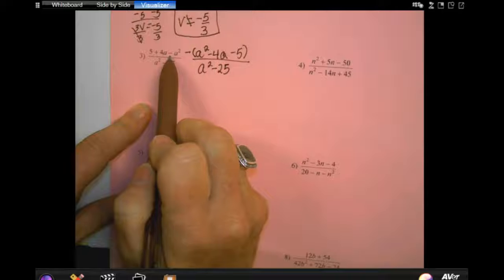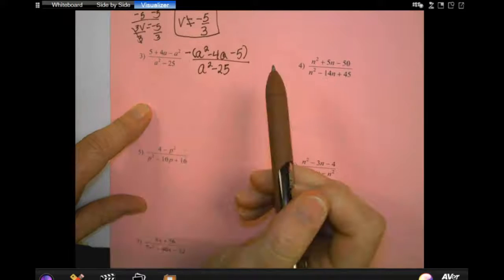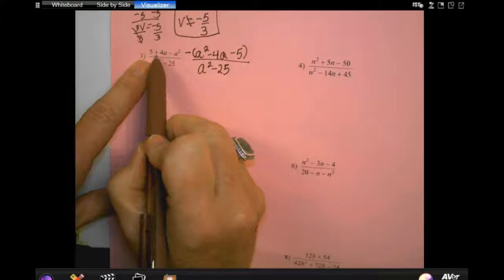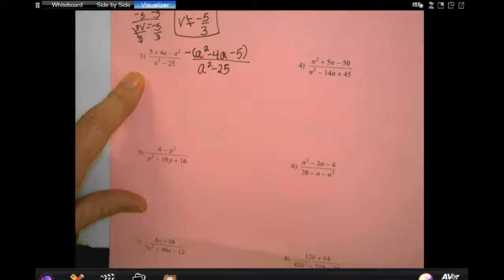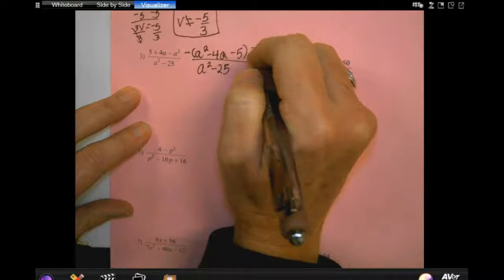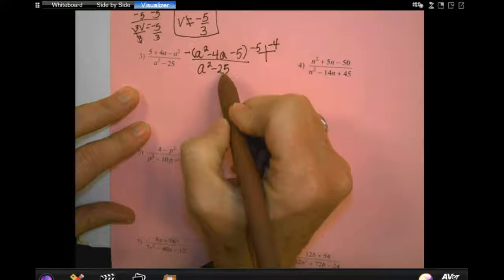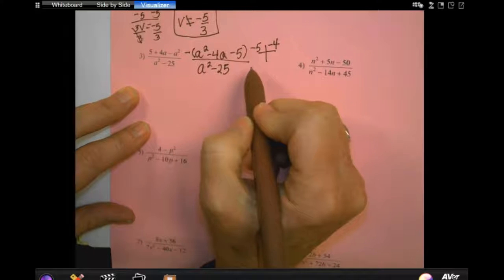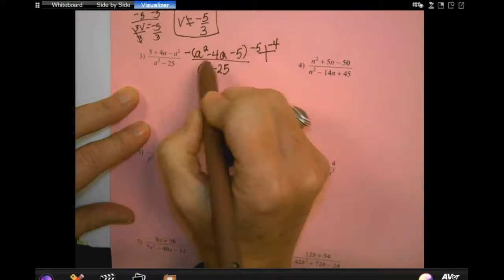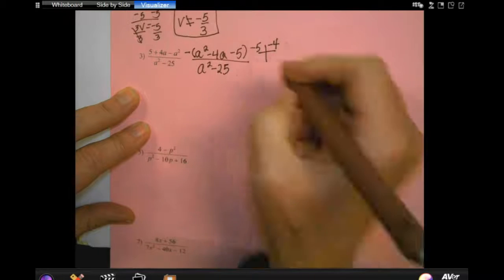Because the a squared is negative, you can't factor it. I take out a negative, so all of the signs on top had to change. Then if I factor on top, I have negative 5 and negative 4. What factors of 5 are going to be negative 4?